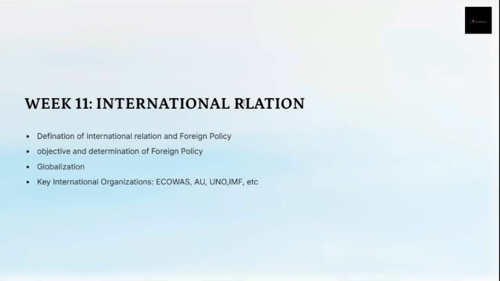Underneath, we have the definition of international relations and foreign policies, objective and determination of foreign policies, and globalization. Then we will talk about the key international organizations, which are ECOWAS, African Union, and the United Nations Organization.